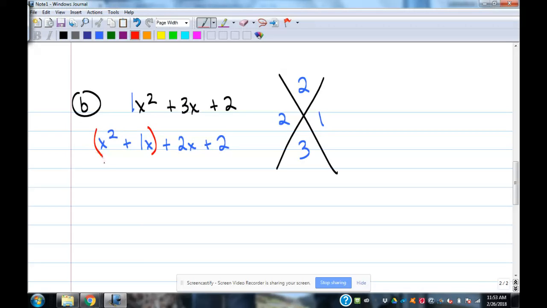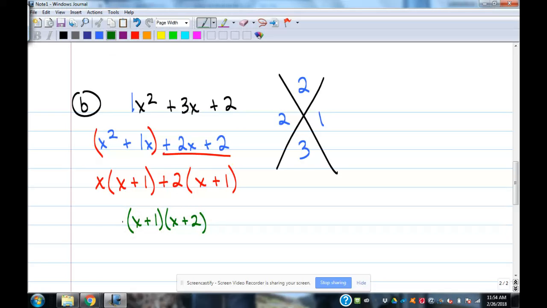Now what do we do? Group. I got 4 terms now. So I group the first 2 together and the last 2 together. What's the GCF of x squared and 1x? X. What's left in the parentheses? X plus 1. What's the GCF of positive 2x and positive 2? 2. Positive, so it's plus 2. What's left in the parentheses? X plus 1. Now, what's the final answer? X plus 2. There's the factored form of the original polynomial.